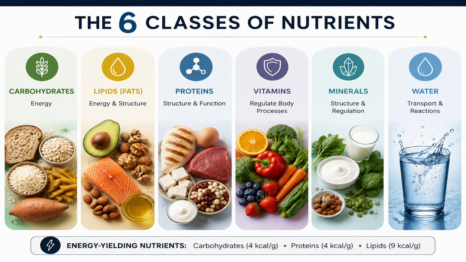So the human body, follow along on this slide, requires 6 major classes of nutrients: carbohydrates, lipids or fats, proteins, vitamins, minerals, and water. You're going to see these 6 categories throughout the semester, so it's worth getting comfortable with them now. Now, they don't all do the same thing.